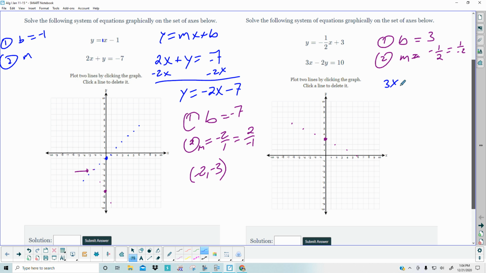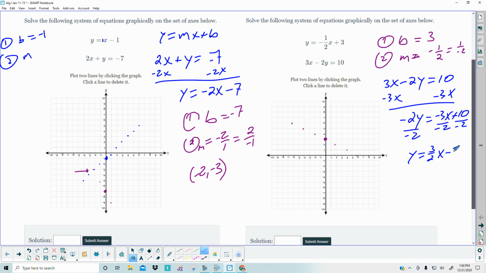So now I've got 3x minus 2y is 10. So I'm going to subtract the 3x from both sides. Negative 2y is negative 3x plus 10, then divide by negative 2. Y is equal to 3 halves x minus 5. So negative 5, and the slope is 3 halves.